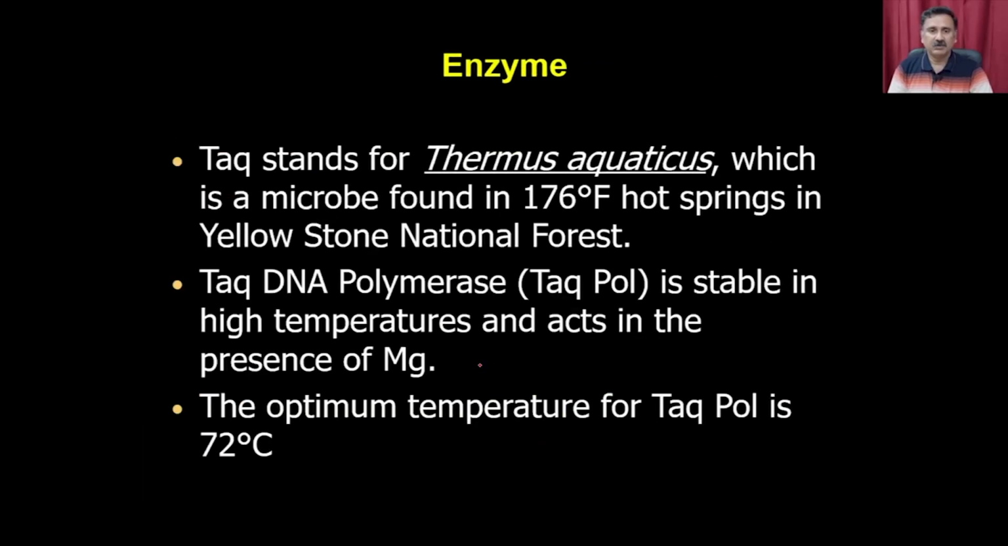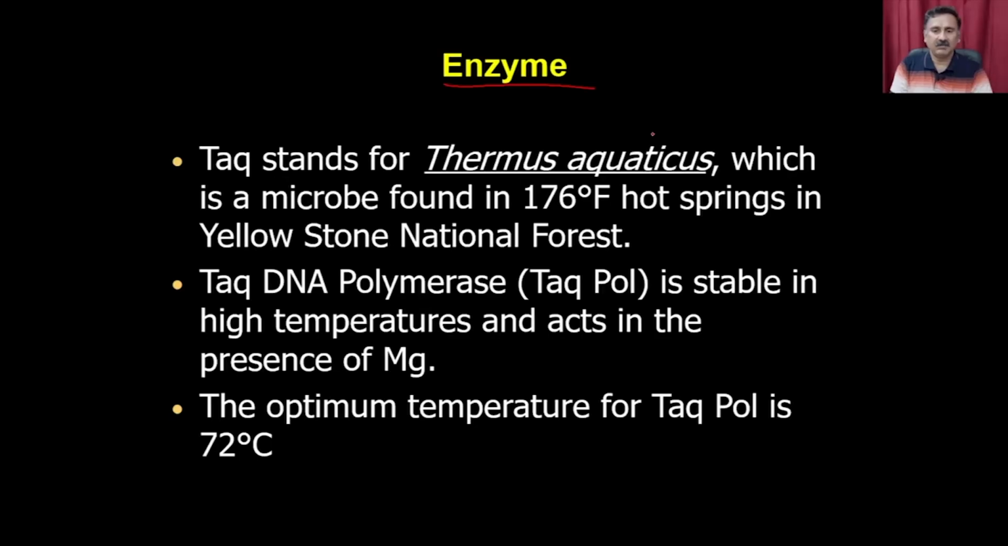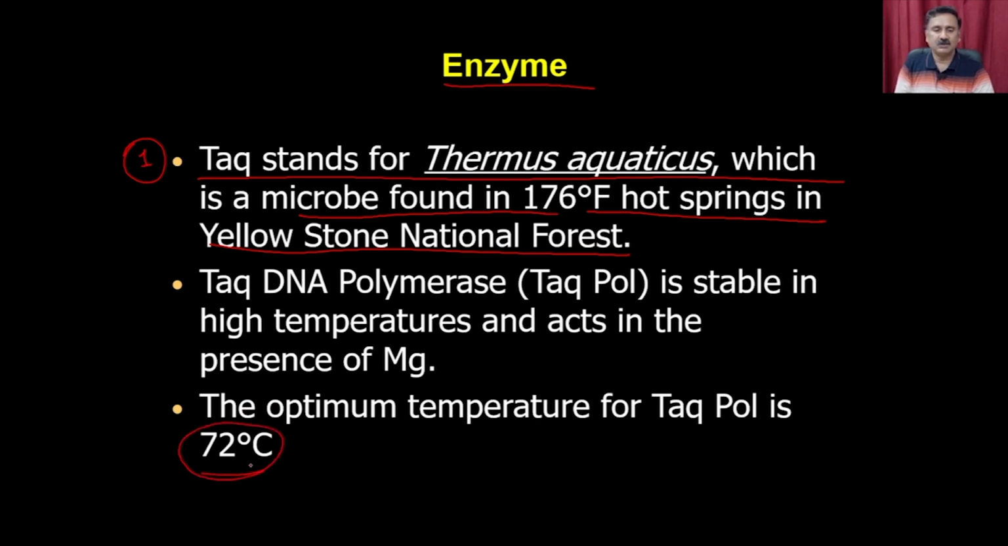So after the primer, you also require the enzymes. You can have multiple enzymes available. Earlier, there was only one enzyme, the Taq DNA polymerase, but now there are multiple enzymes available. So you can use the Taq DNA polymerase, which is from a microbe found at 170 degrees Fahrenheit in Yellowstone National Park. Taq DNA polymerase is stable at high temperature and acts in the presence of magnesium. The optimal temperature for Taq DNA polymerase is 72 degrees Celsius.